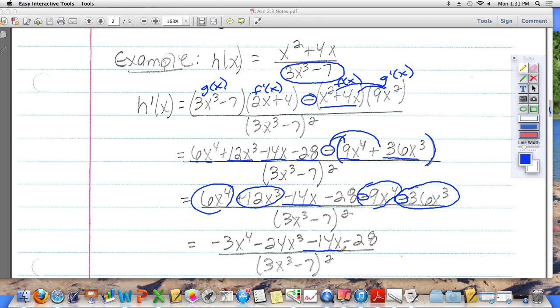And then on the bottom, you have 3x cubed minus 7 squared. Like I said, don't bother squaring that on the bottom. We might at some point have to start doing stuff like that, but for right now, you may leave it just like that. Okay? So that's the answer? That's the answer. That's it. That's the derivative.